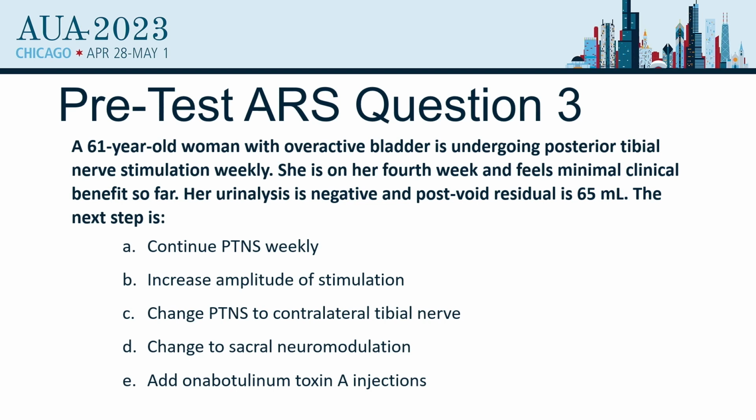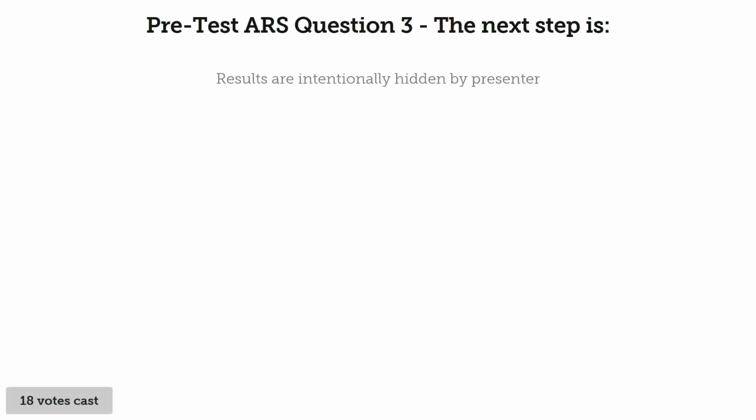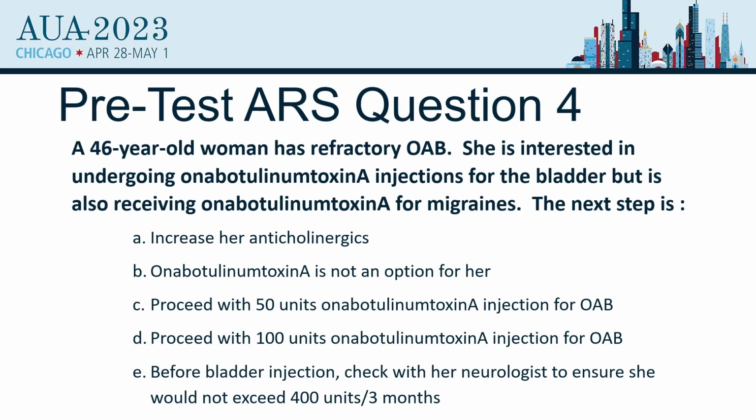A, continue PTNS weekly. That is what the data shows, that a lot of people will actually benefit by the 12th week. So it sounds like you're trying to sell them a bag of goods, though, if you say it that way: you've got to stay on it, it's going to work by 12 weeks, and what if it doesn't? But that is what the data shows.